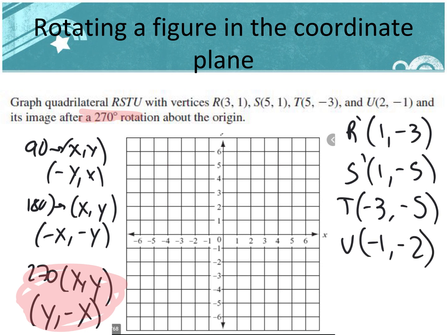Now I'm going to go ahead and graph the original first. So this is our R. This is our S.